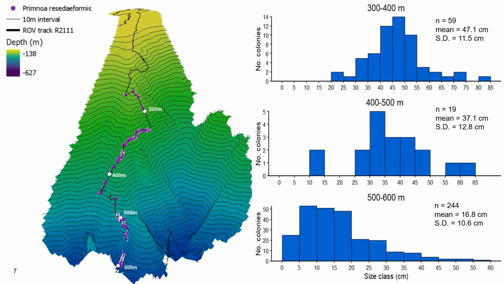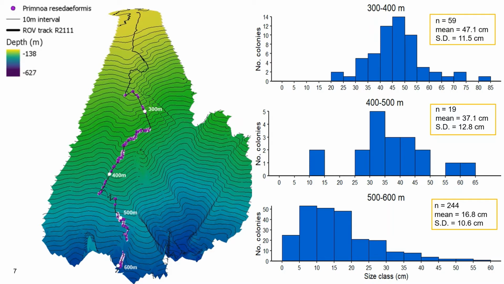This is the same figure as the previous clip, with depth intervals overlaying on the dive track, and size frequency distribution of sea corn colonies divided up into 100-meter depth intervals. On the y-axis we have number of colonies, and on the x-axis we have size classes divided up into 5-centimeter intervals. The mean and number of colonies measured for each depth interval is shown here. The first thing you can see is that colonies get larger as the water gets shallower, increasing in mean size from 16.8 to 47.1 centimeters.